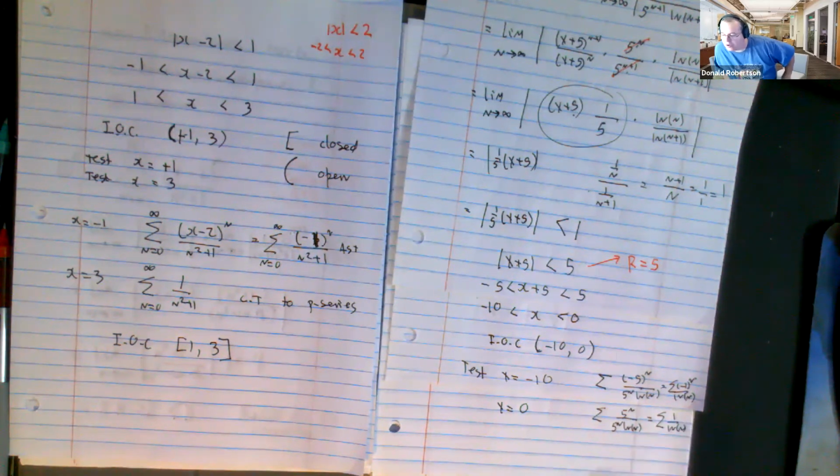Let's look at this one. 1 over log n. Is that going to converge or diverge? 1 over log n. Converge or diverge?